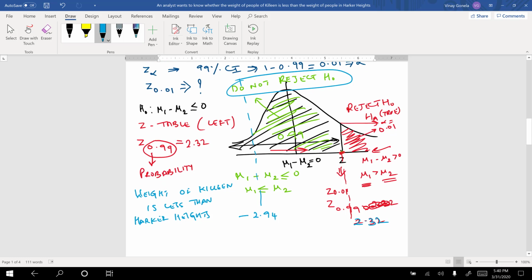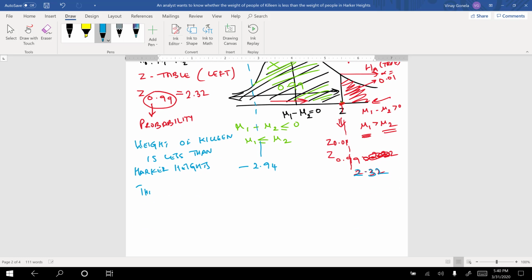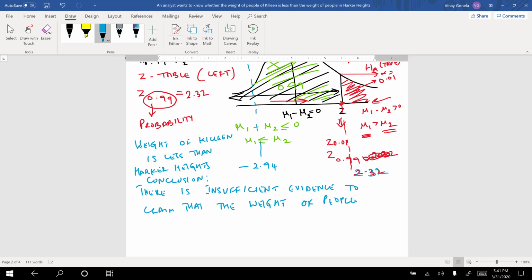So there is insufficient evidence. This is the conclusion I'm making. Insufficient evidence to claim that the weight of people in Killeen is greater than Harker Heights.